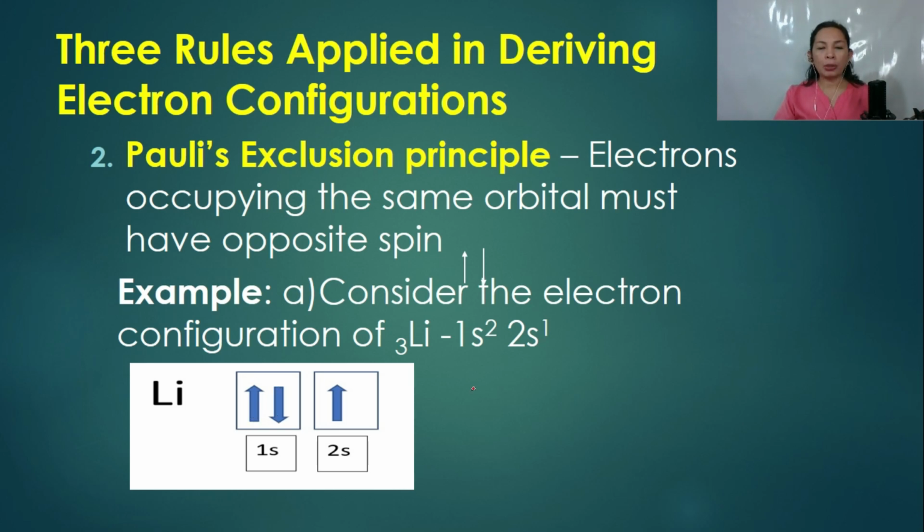And then in the 2s orbital, we only have 1 electron and it is upward. So you have to alternate upward and downward. So if we start with upward, you also start the second orbital with upward.